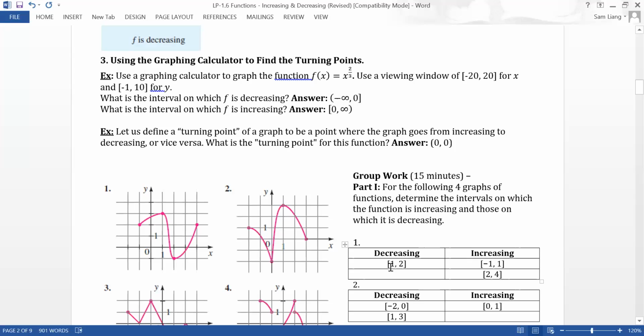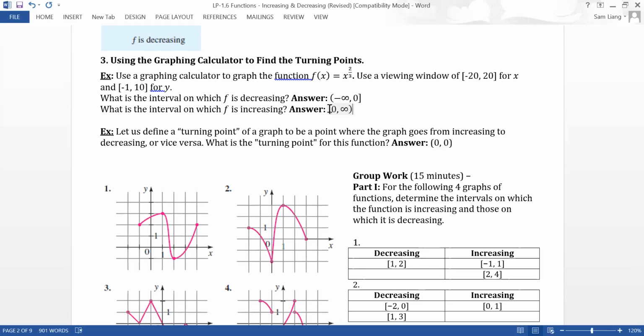And as you can see in the group work answers here, just a heads up, everything's in brackets, right? Besides the infinities, which we won't see just yet in the first few questions. Negative infinity will be in parentheses, but the turning point, you have it be in brackets. And note that the (0, 0) is in both the decreasing and increasing intervals. So that's the norm we're going to go with in this class. That's on the syllabus, by the way, that the pre-calc teachers decided on.